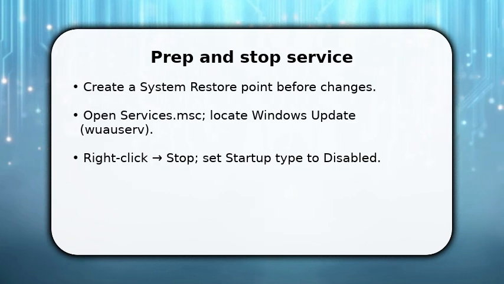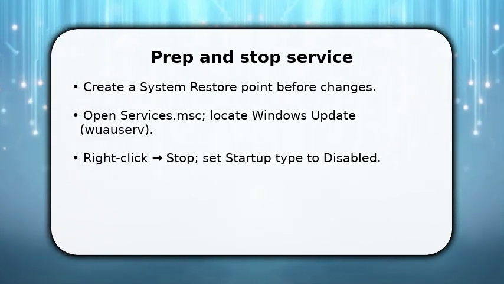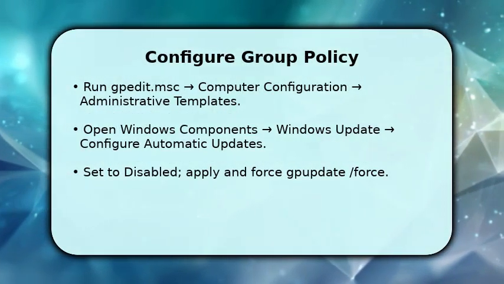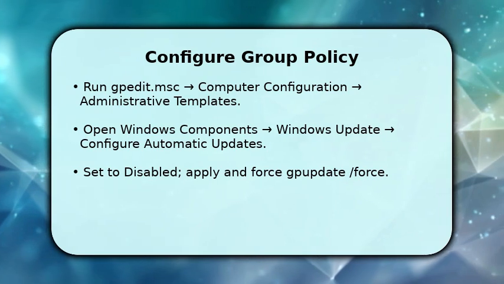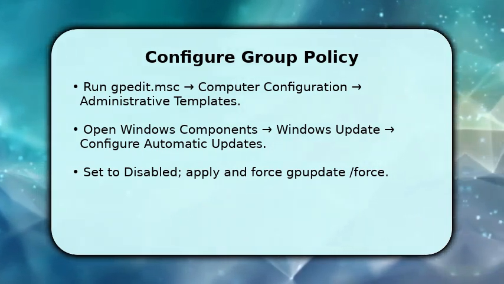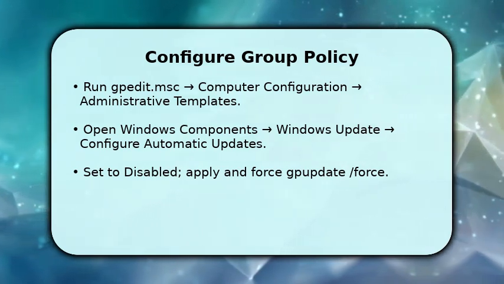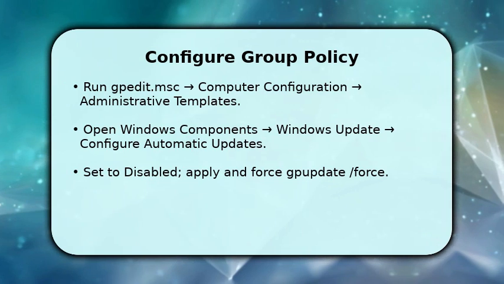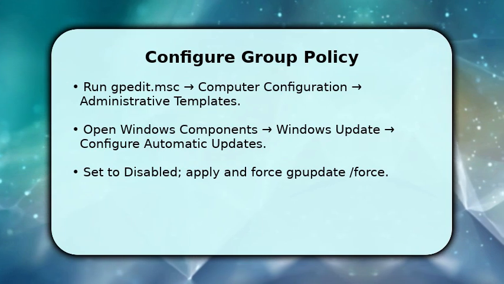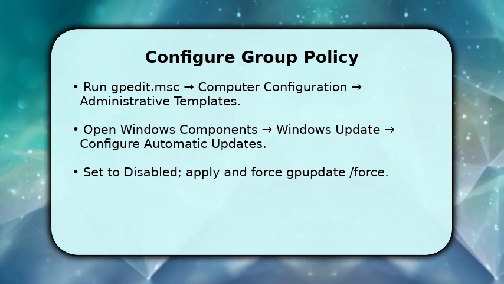Now you lock down the update behavior using group policy. Open gpedit.msc and navigate to Computer Configuration, Administrative Templates, Windows Components, Windows Update. Open Configure Automatic Updates and set it to Disabled. Click Apply and OK. After that, open an elevated command prompt and run gpupdate /force to enforce the new policy immediately. This prevents automatic download and install cycles.